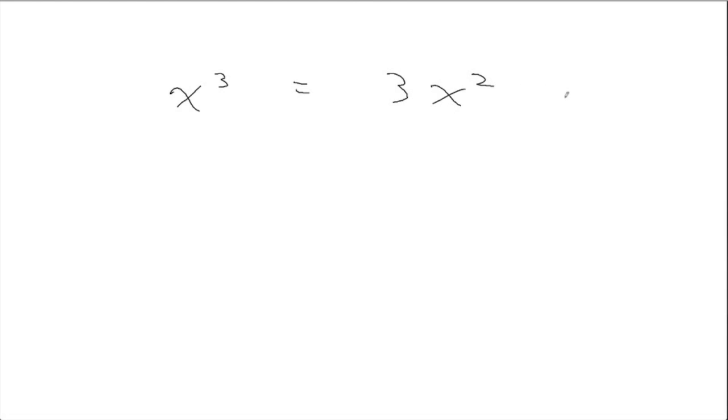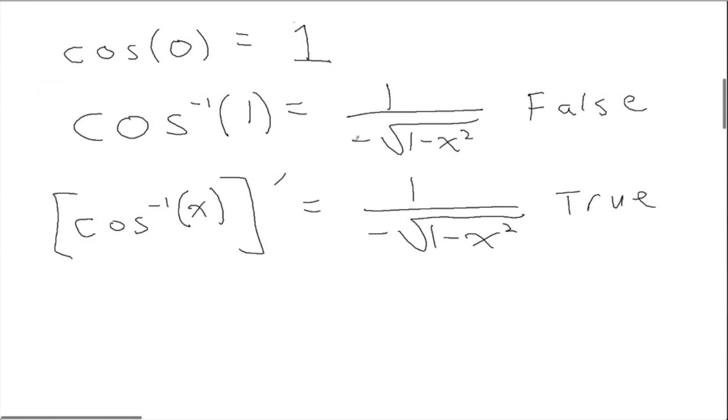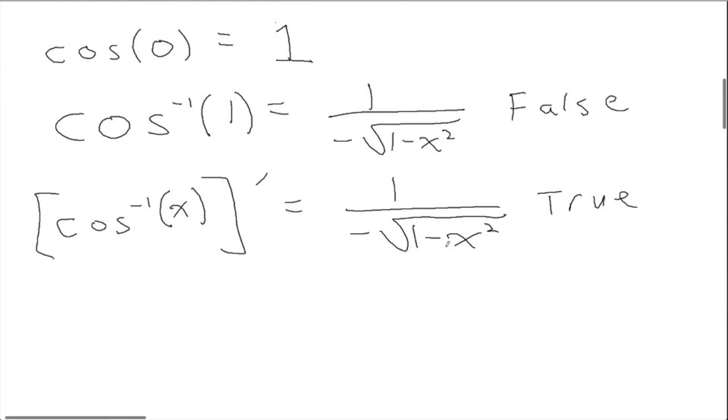Is this true or false? False. Why would anyone think this was true? How can I change this to make it true? You can write x cubed prime, right, and then it'll be true. So the power rule doesn't say that x cubed is the same as 3x squared. It says that the derivative of x cubed is 3x squared. Well, the same deal over here. The derivative of inverse cosine is 1 over negative root 1 minus x squared. That doesn't mean this is a way to calculate the inverse cosine. All right, so that's an important confusion for us to clear up.